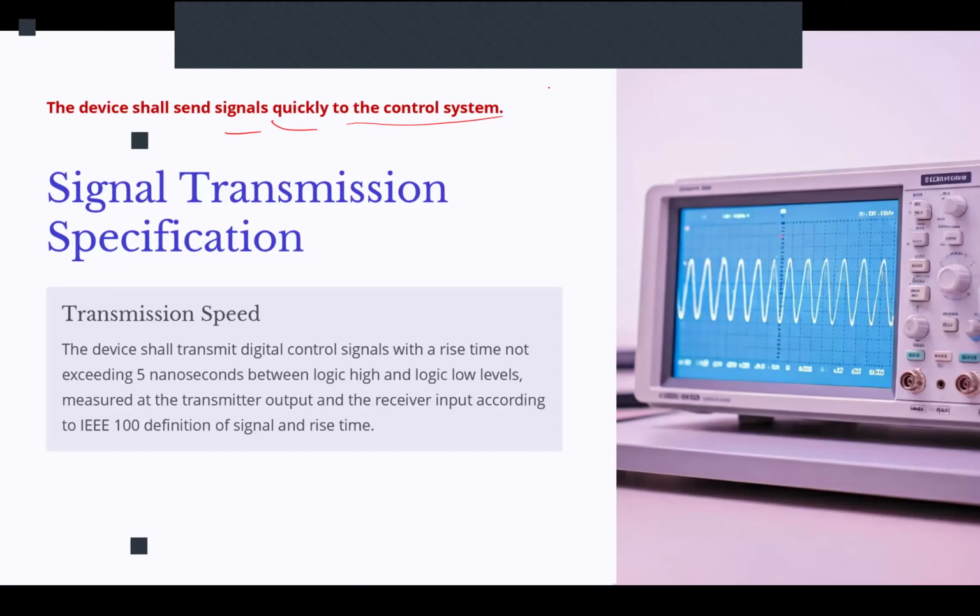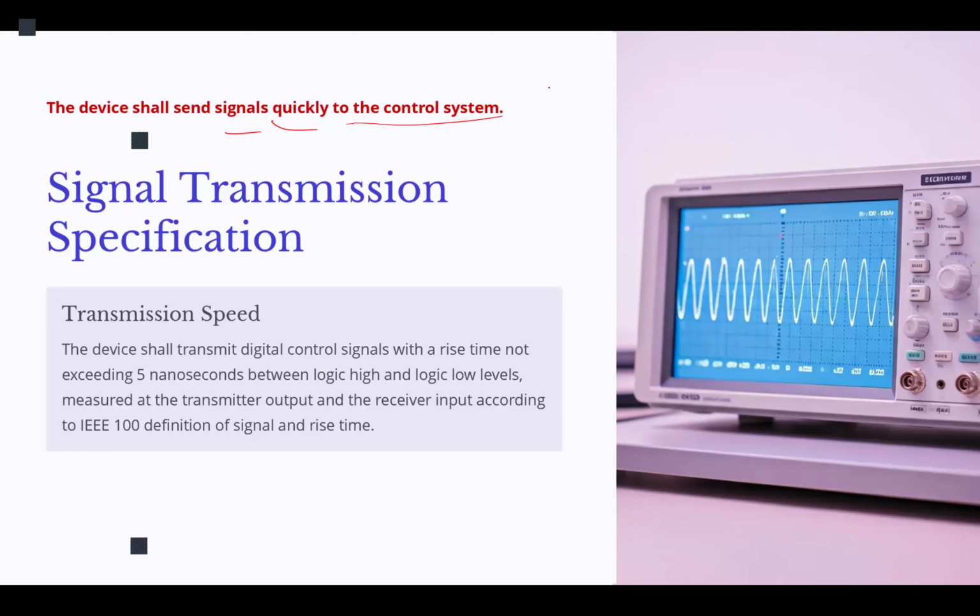Okay, now let's enhance it. Very good, Echo. Let's enhance it. The enhancement is: the device shall transmit. Okay, pay attention to that word shall. That actually defines the criteria versus a suggestion. Okay, the device shall transmit what?